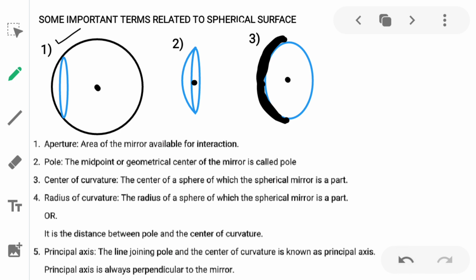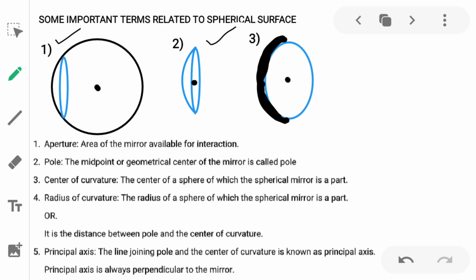Here we have taken a hollow glass sphere. It is a two-dimensional diagram. Now, in that hollow glass sphere, you have to cut the sphere at the side, and take that small cut portion from the sphere.